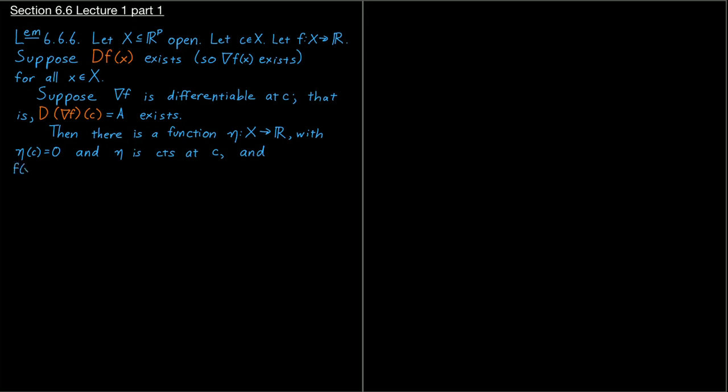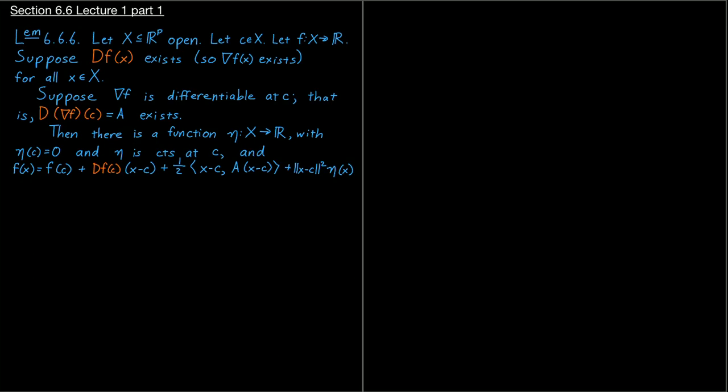We've got F of X, we've got F of C, and then we've got df of C, which we remember we assume exists everywhere, evaluated at X minus C. And then our next piece is 1/2 the inner product of X minus C with A, where A is a linear operator, evaluated at X minus C. And then last of all, we've got the norm of X minus C squared times eta of X.